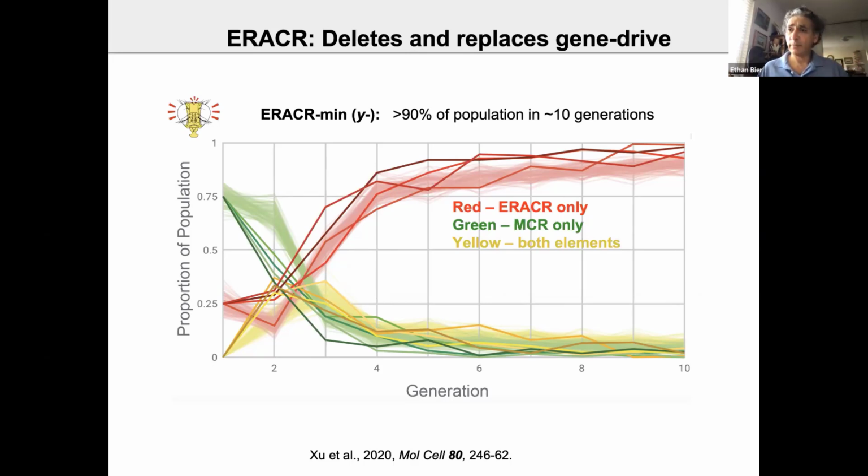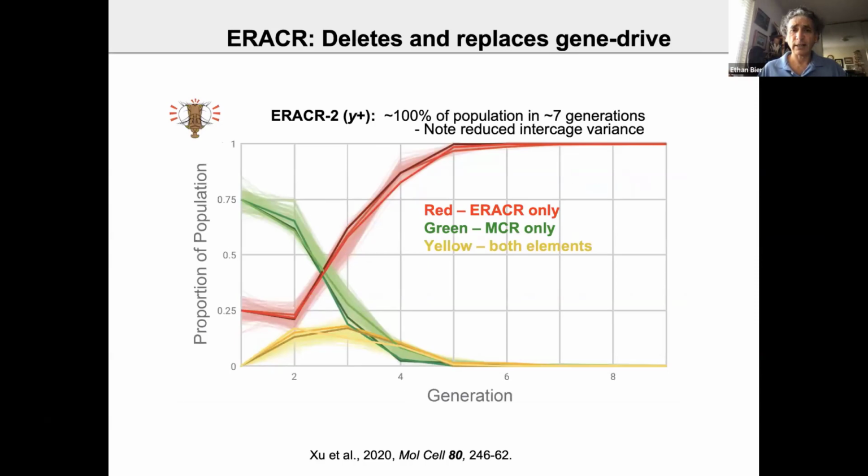But now when you put the eraser together with that has the advantage, the fitness advantage of being yellow plus, now it runs like a little Maserati. It goes right to the 100% completion within 6 generations, totally getting rid of the gene drive.